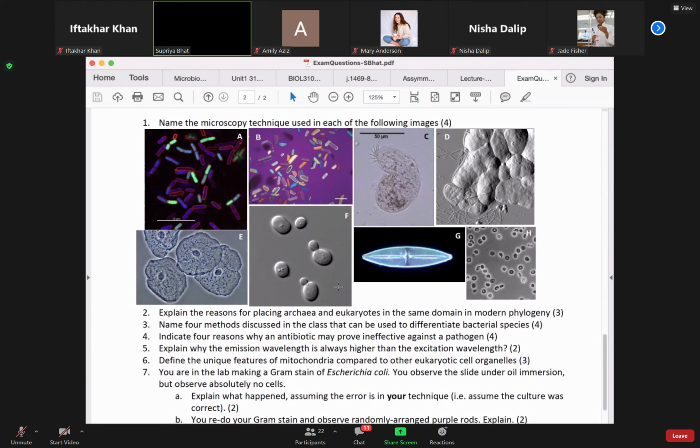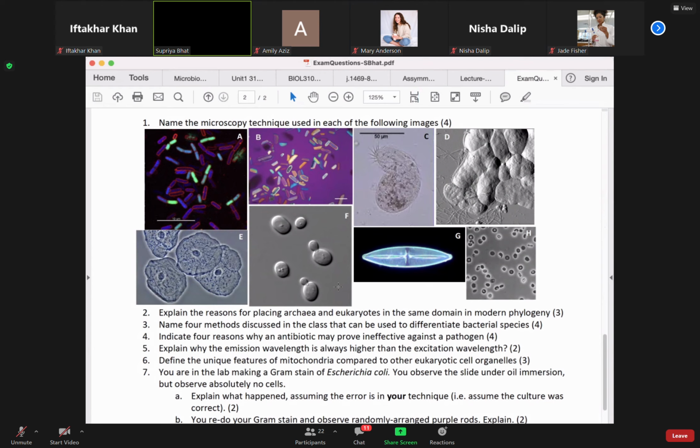I remember mentioning it, that there's always a halo in phase contrast. Explain the reasons for placing archaea and eukaryotes in the same domain. I did talk about it. I thought it was pretty straightforward, and I think most of you were able to answer that.